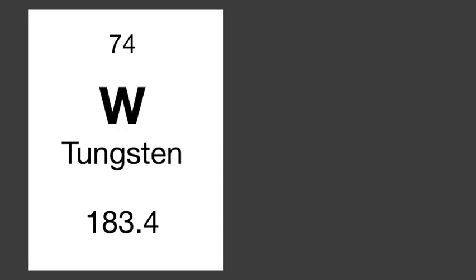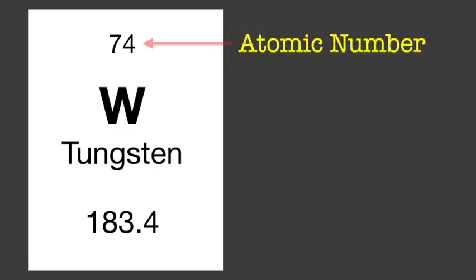Remember, the atomic number of an element is the number of protons in the nucleus of that atom. This number is important because the number of protons in the nucleus is what determines what element an atom is. In this case, tungsten. Tungsten has 74 protons. All tungsten atoms have 74 protons, and every atom with 74 protons is therefore a tungsten atom. 74 protons in its nucleus is what makes a tungsten atom a tungsten atom.